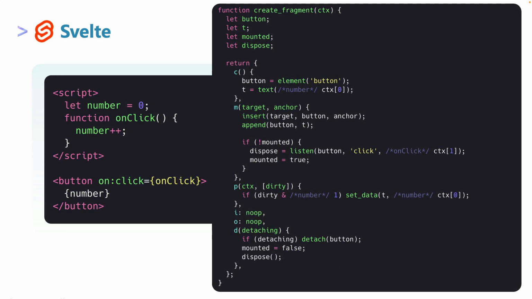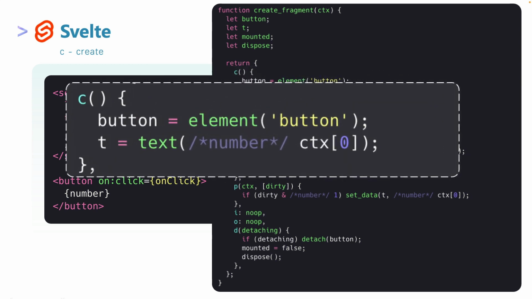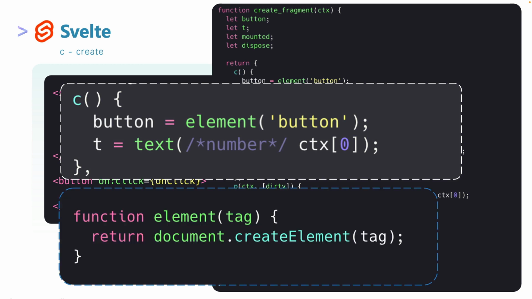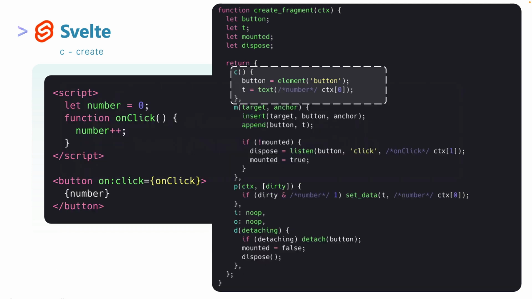In the compiled code output, we have functions that are dedicated to create, modify, and destroy elements. If you zoom in more, for example, we have this function called C, which means create. Inside this C method, we have DOM instructions on how to create all the elements in the component. And here we can see how it instructs to create a button element. So element is a helper function from Svelte, which is shorthand for document.createElement. And similarly, text is also short for document.createTextNode to create the text content for the button.